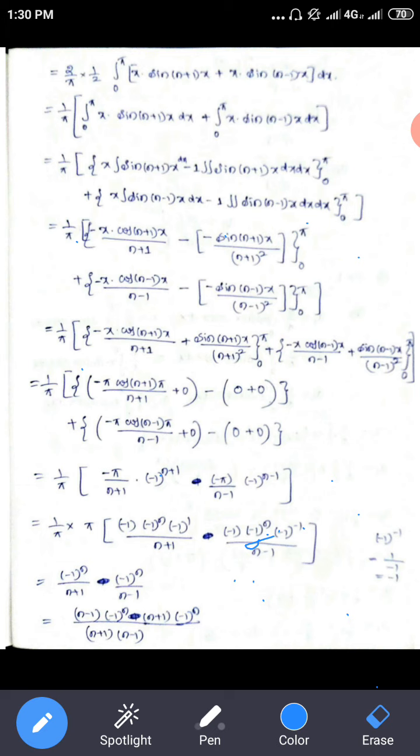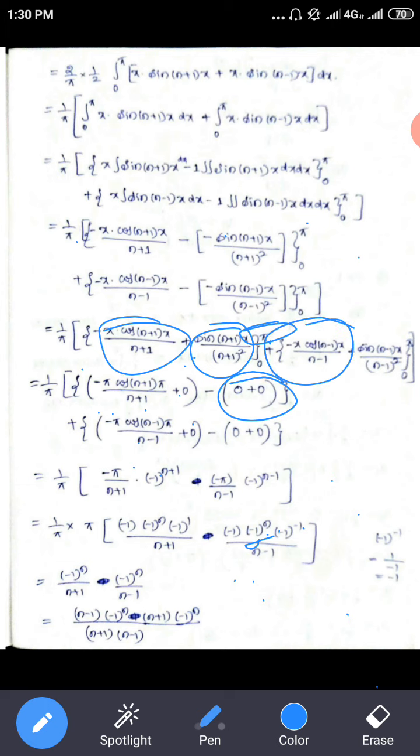Upper limit is pi. First substitute pi. So minus pi cos((n+1)pi) divided by (n+1), sin((n+1)pi) is 0. Next substitute 0. 0 into anything is 0. Sin of 0 is 0. Means this term reduces to 0. Similarly, again substitute pi here. So minus pi cos((n-1)pi) divided by (n-1) plus sin((n-1)pi) divided by (n-1) the square is 0. Next 0, this is 0 and this is 0. 0 plus 0. So what we are getting is minus pi divided by (n+1).